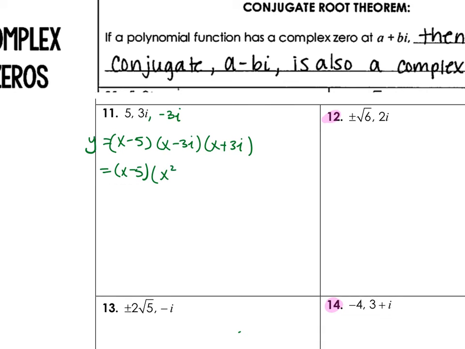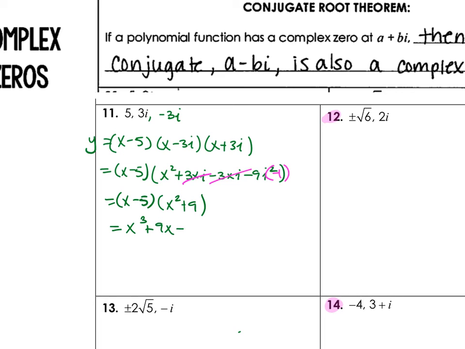So I have x squared plus 3xi minus 3xi minus 9i squared, right? Remember that i squared is the same as negative 1, so I can substitute negative 1 there. So I have x minus 5. This cancels out, so I have x squared plus 9. And then I'm going to FOIL here, so x cubed plus 9x minus 5x squared minus 45. And I'm just going to rearrange it so it's in standard form.